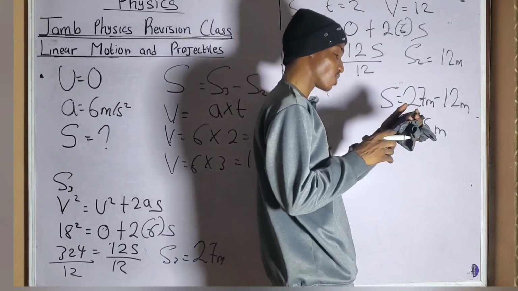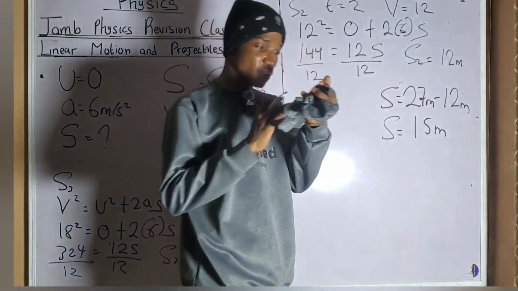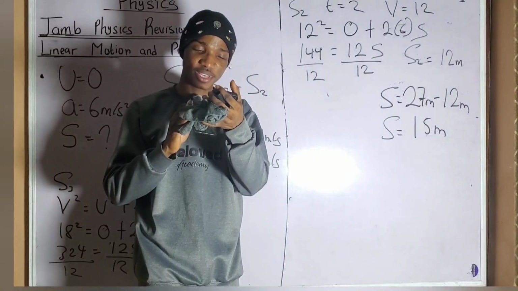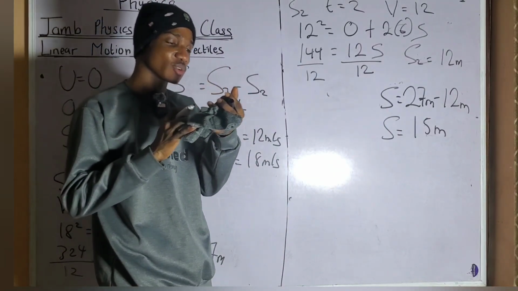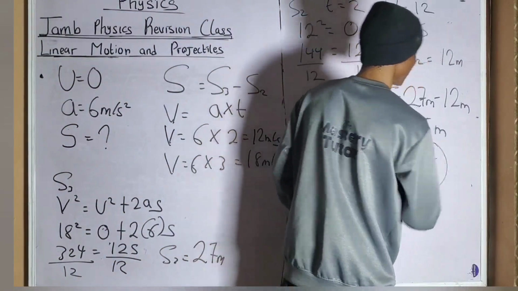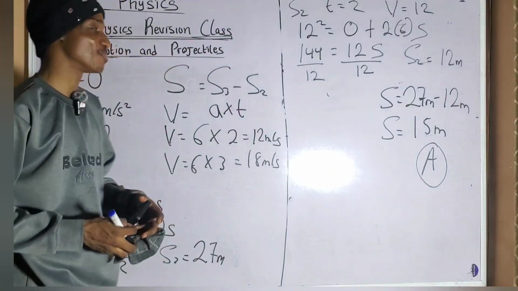So let us check the correct option for the question. Option A, we have 15, option B, 18, option C, 27, option D, 30 meters. The correct option is option A. Option A is correct. Okay? Do you understand the solution? It's simple. Honestly, it's simple.